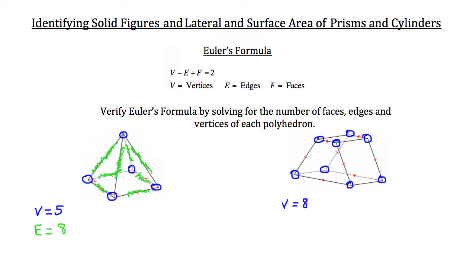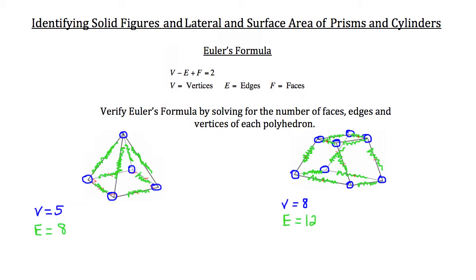Now the figure on the right here, there's 1 edge, 2 edges, 3, 4 in the back, 5, 6, 7, 8, 9, 10, 11, and 12. So this figure has a total number of 12 edges.